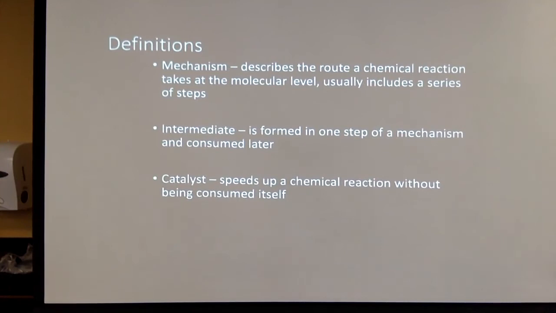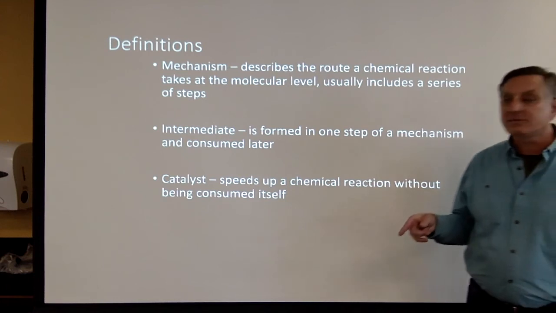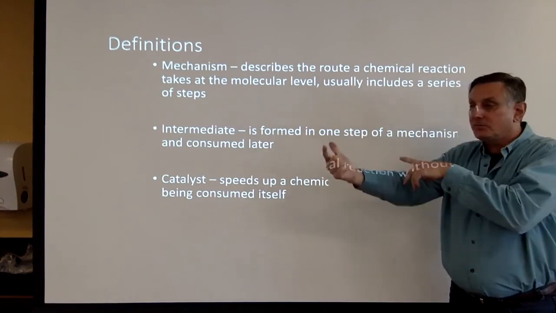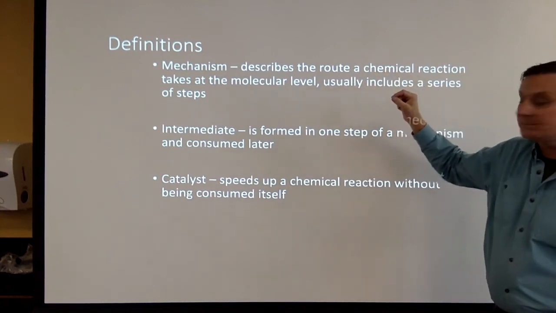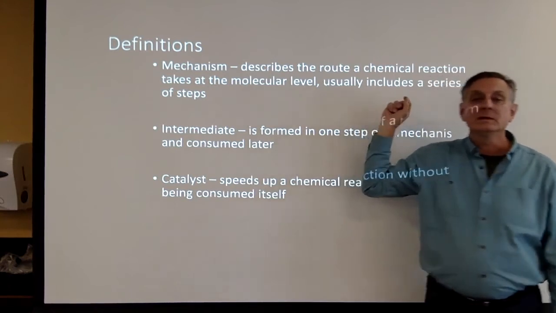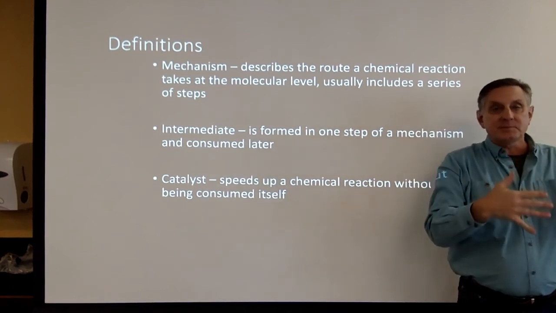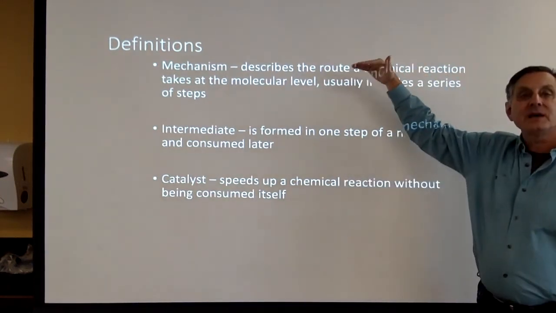Now, let's talk about these definitions. This is an important slide because this lays out some key terms. A mechanism describes the route that a chemical reaction takes at the molecular level. This is usually a set of steps. You might have, the first thing that happens is you collide and you form this thing, which might be an intermediate. Remember, it would be the valley between the two humps, the intermediate. The first step would be making the intermediate, and then the second step would be that intermediate moving on to form products. So the mechanism is a series of elementary reactions.